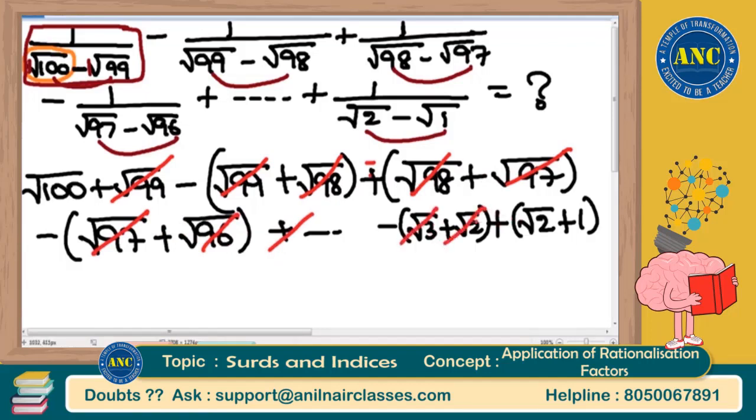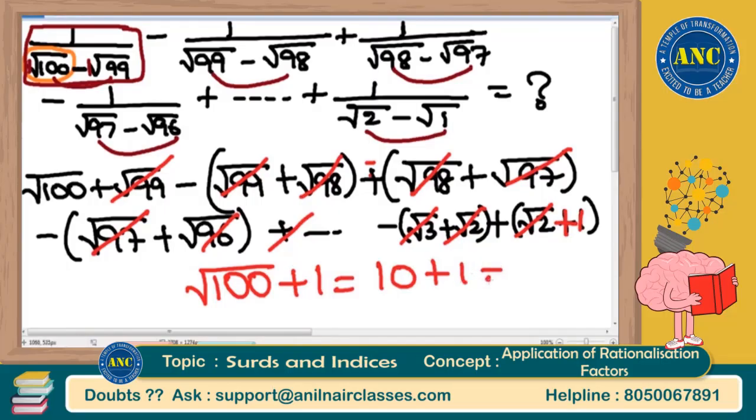You will be only left with two terms, which is nothing but root 100 plus 1. Root 100 plus 1 is 10 plus 1. The answer for this question is 11. I hope the idea is very clear for you people.